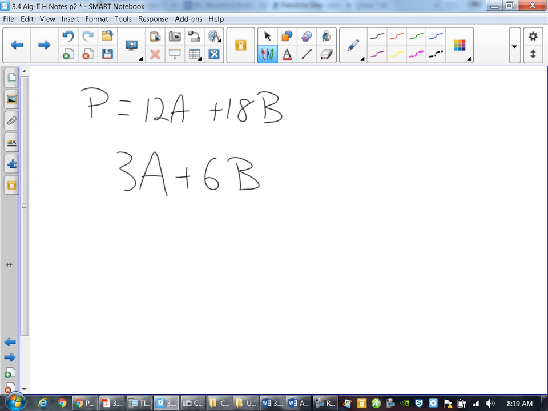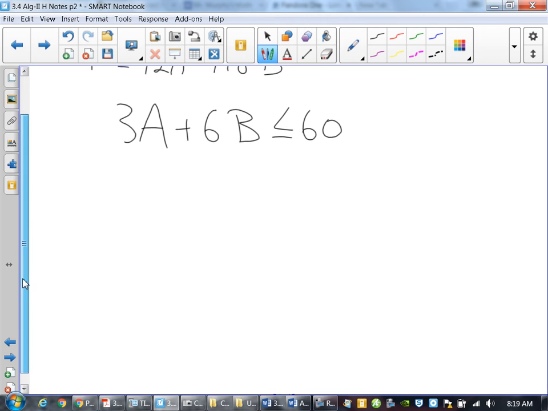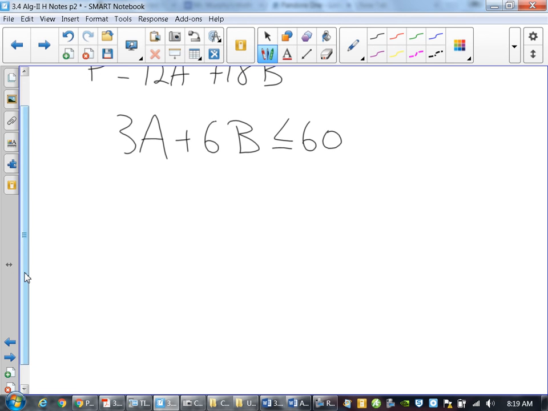Wait, isn't it 3A plus 6B is less than or equal to 60? Exactly. That talks about your floor space. I just thought about it, and then I'm like, wait, you only need like 10 of cabinet B because it was bigger and it cost less, and it took up like all of the space. Well, we'll see how that works out. So you might be careful. There could be a combination.